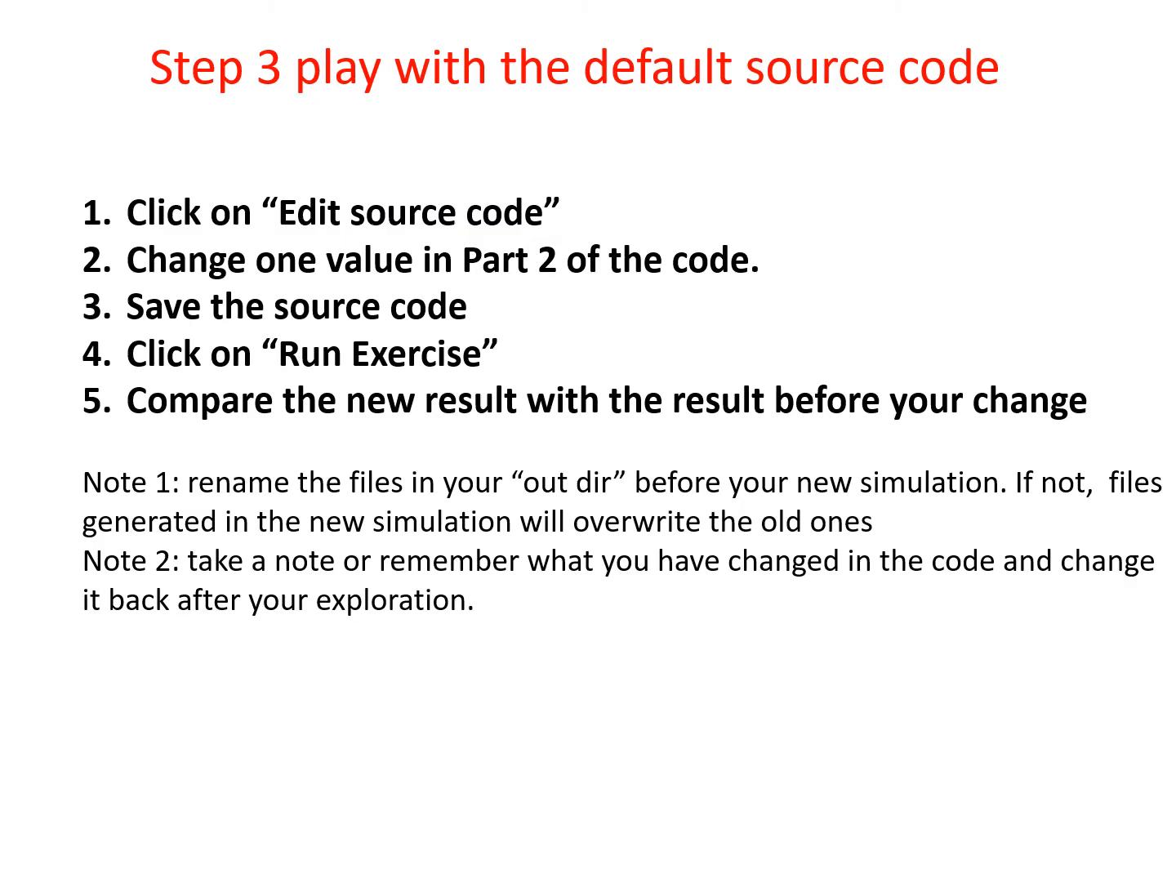After you understand what the code does, you could start to change and play with the code. To change the code, click on Edit Source Code. Change one value in part 2 of this code. Save the source code before you click on Run Exercises. After you run the exercises successfully, you could compare the new results with the one before you changed the code. Two notes here.